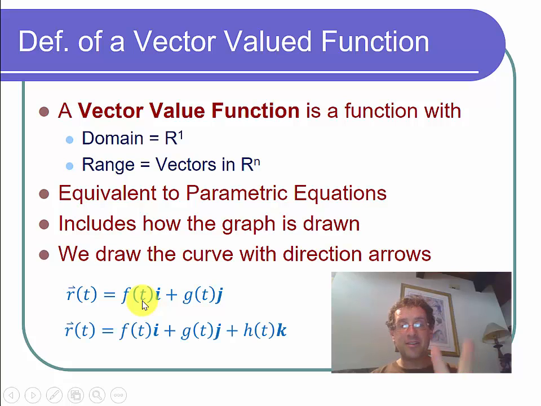That's in 2 dimensions. In 3 dimensions, it's very similar. You say that r of t is equal to f of t i plus g of t j plus h of t k, and that's 3 dimensions. If you had 100 dimensions, it would just be a lot of writing, and you'd definitely use pointy brackets.